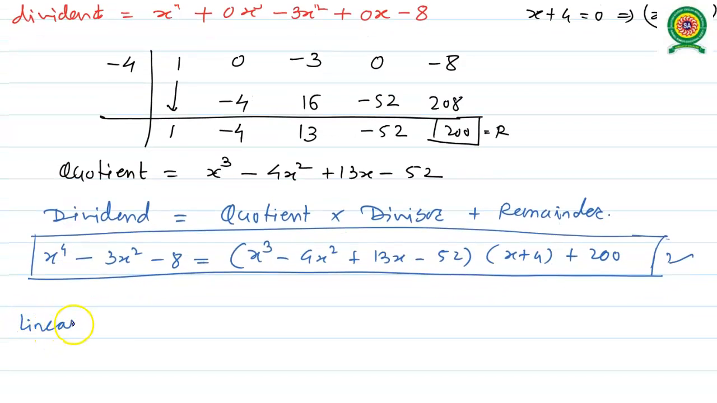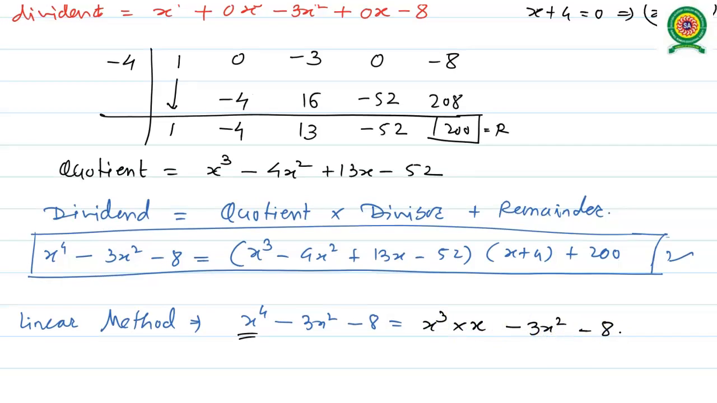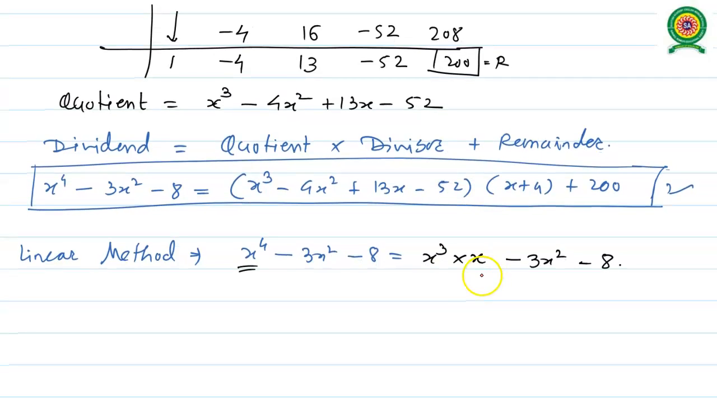As per the linear method, we can write the dividend polynomial of the form x raised to 4 minus of 3x square minus of 8. Now we can split this x raised to 4 as x cube into x, minus of 3x square minus of 8 as it is. Now we have to replace this x by the divisor polynomial, that means x plus 4, so that we are getting x cube into x plus 4.